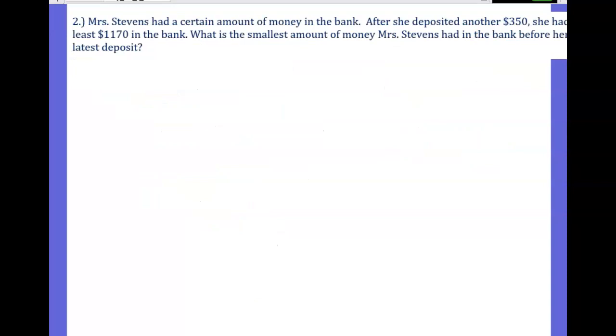Mrs. Stevens has a certain amount of money in the bank. After she deposited another $350, she had at least $1,170 in the bank. What's the smallest amount of money Mrs. Stevens had in the bank before her latest deposit? Well, our let statement is their starting amount. So let's just say S is our savings. We don't know what we're starting with. But since she deposited it, we know we add 350.